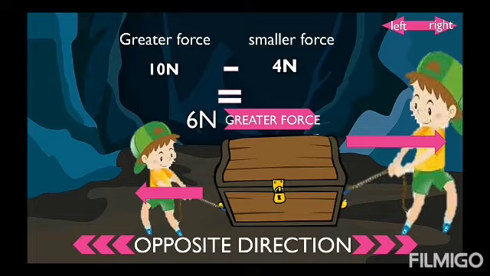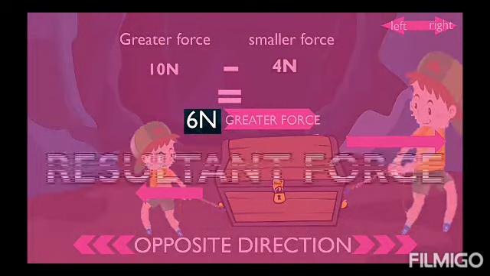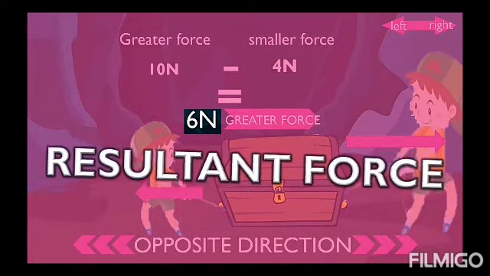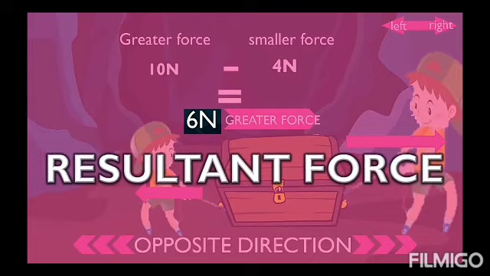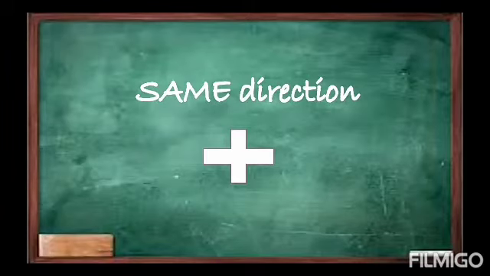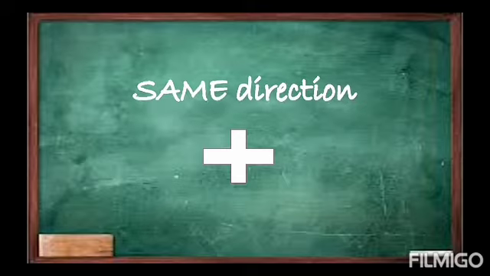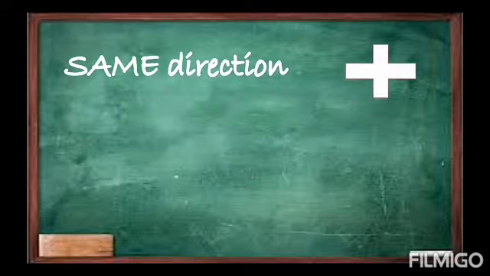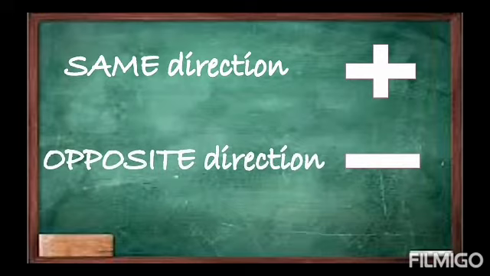But in which direction is the 6 Newton force applied? Through the greater force. We can conclude that 6 Newton is applied toward the right side. 6 Newton is the resultant force, and the direction is through the greater force side. In the first case, the 3 boys applied force in the same direction, so we add. In this case, the forces are in the opposite direction, so we have to subtract.